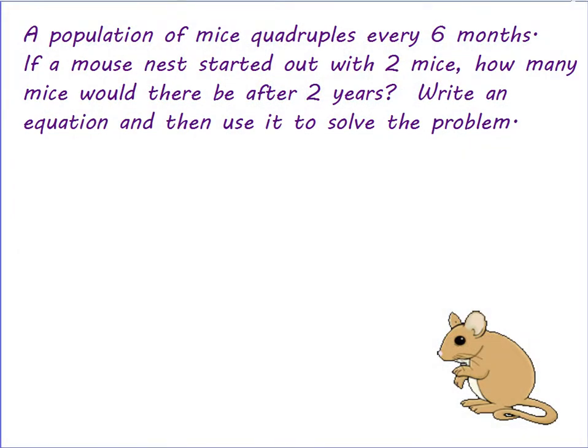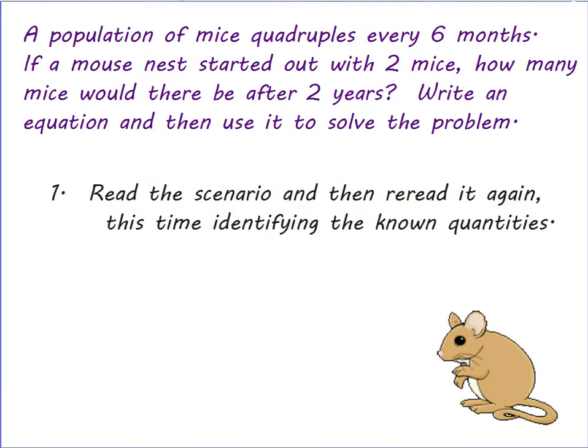Let's take a look at writing an exponential equation from context, and solving. Let's say that we have a population of mice, and that population quadruples every 6 months. If a mouse nest started out with only 2 mice, how many mice would there be after 2 years? We're going to write an equation and then use that equation to solve the problem.